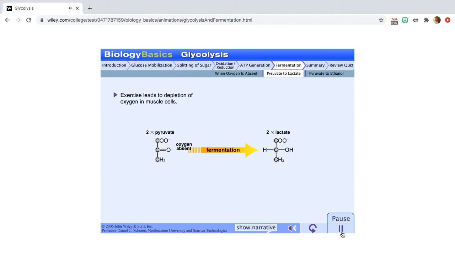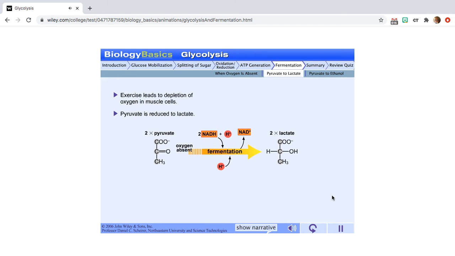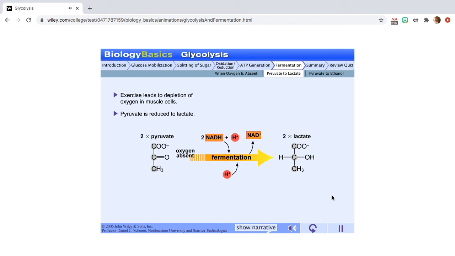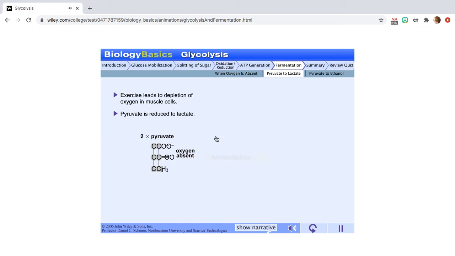When we exercise vigorously, our muscle cells may become depleted of their supply of oxygen temporarily. Pyruvate then is reduced to lactate when NADH donates 2 hydrogen electrons and 1 proton. A second proton is picked up from the aqueous solution. Click on NADH to see this oxidation reduction reaction and to follow the path of the hydrogen atoms.